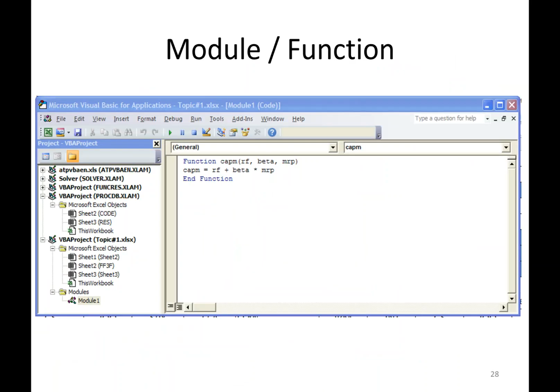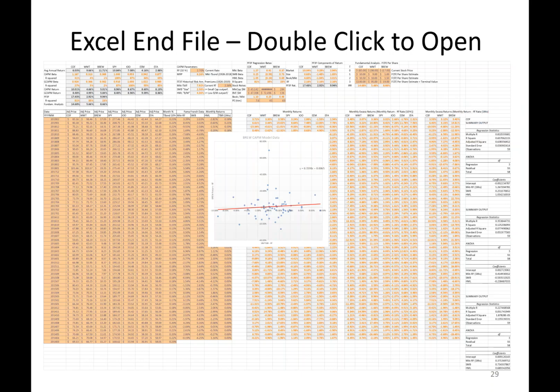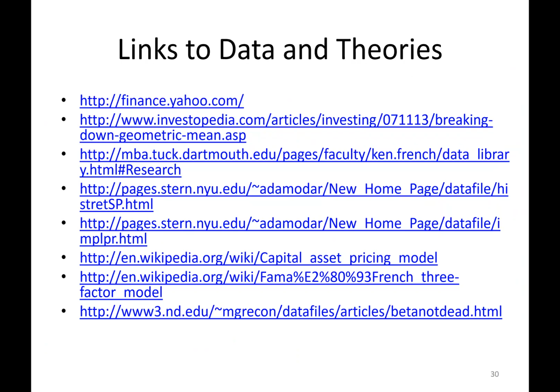So that's how to create a user-defined function in VBA in Excel. Here's the total file. If you double-click into this area anywhere, you'll be inside the workbook, and you could copy formulas or look at formulas.